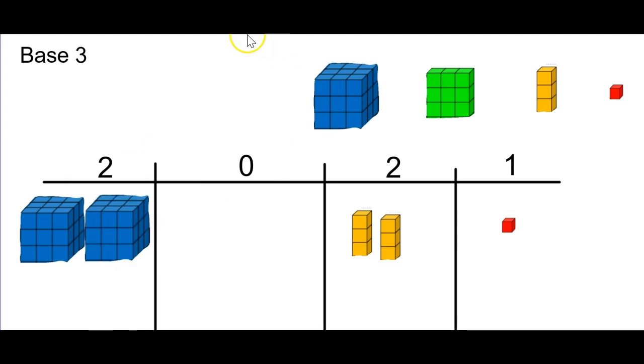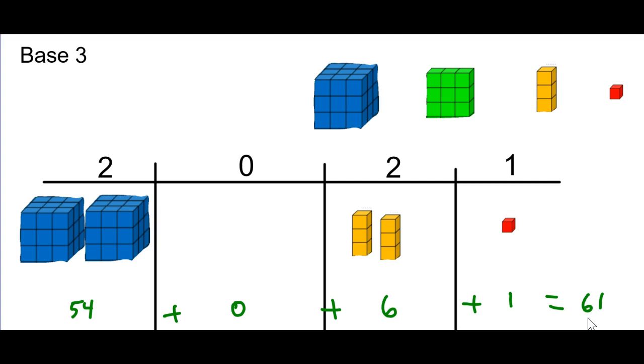And so let's take a look at what this number is. This is going to be just 1 block here. There are 2 times 3, or 6 blocks right there. There are no blocks right here. And then there are 27 plus 27, which is 54 blocks right here. So if I add all the blocks up, I get 61. And so that's my number in base 10.